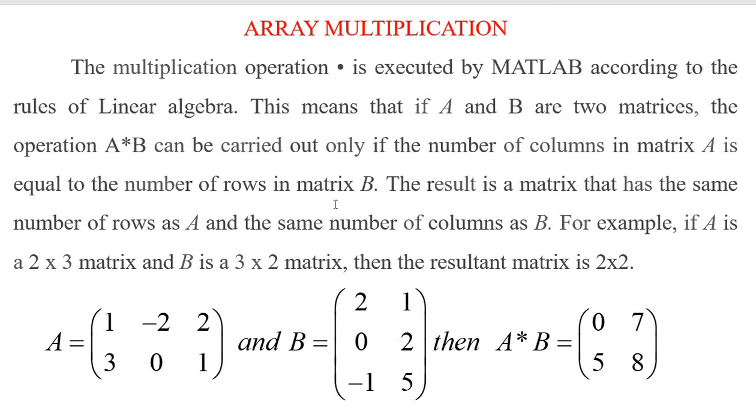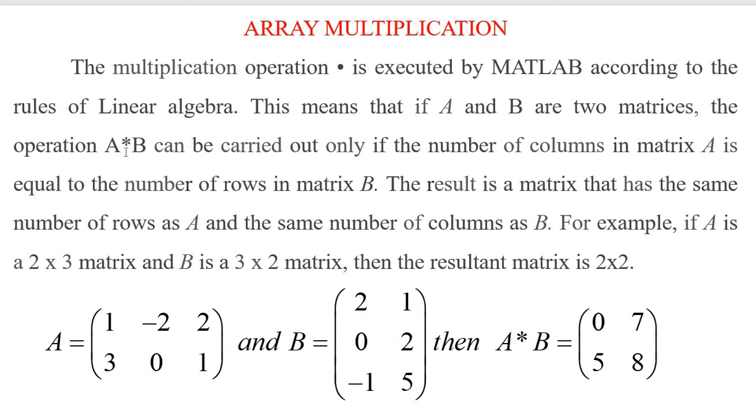So next thing is matrix multiplication. The multiplication operation in the mathematical way uses the cross symbol, but in MATLAB we use the dot symbol. The dot symbol is executed by the star, which is executable in MATLAB according to the rules of linear algebra. This means that if A and B are two matrices, the operation is A star B. If we want to multiply any two arrays in MATLAB, we put the star symbol instead of the dot or cross symbol.